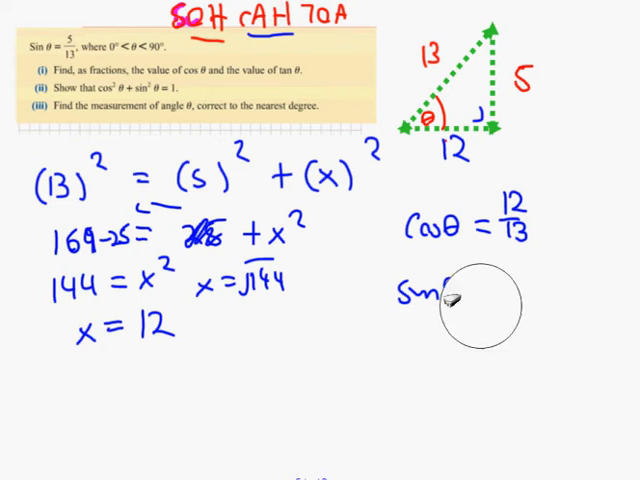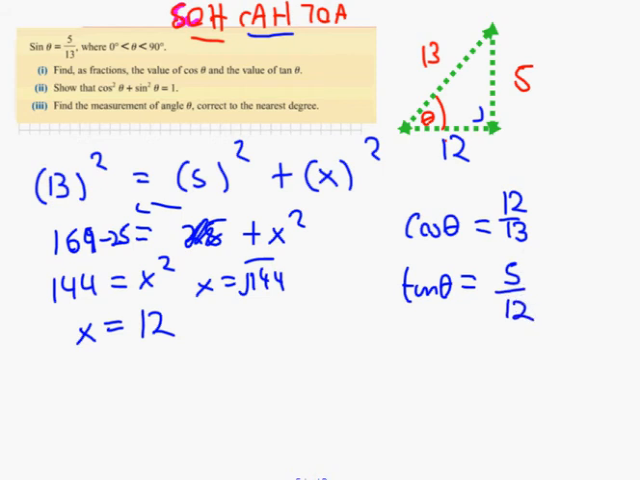Tan theta? Anybody? What does theta actually mean? It means this angle here. It doesn't actually mean anything. That could be tan A, tan B, tan C. It doesn't mean anything specific, but it's an angle. What's tan theta, guys? Opposite over adjacent, which is 5 over 12.